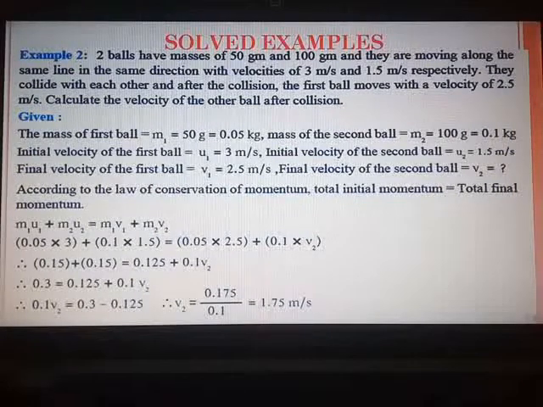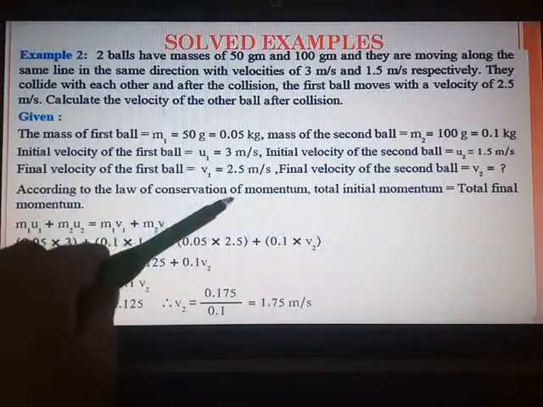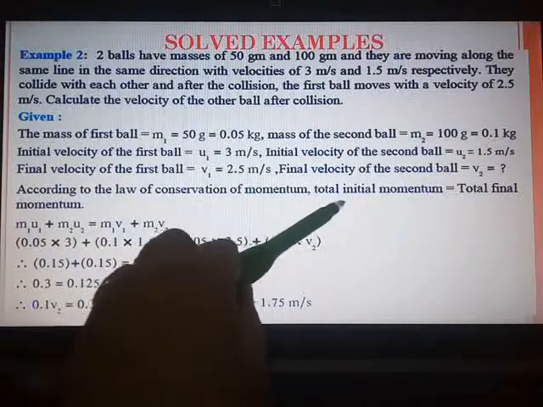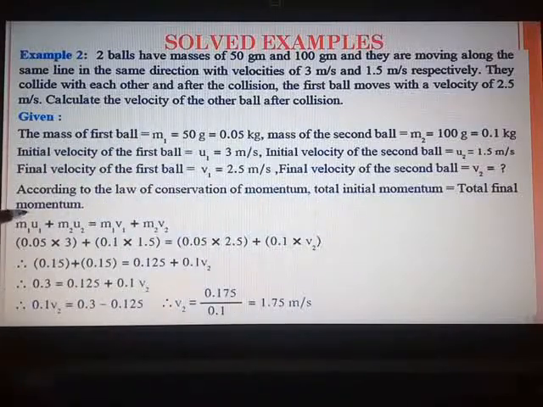Now here you have to apply the concept of law of conservation of momentum. So according to the law of conservation of momentum, total initial momentum is equal to total final momentum. So what is the formula? m1 u1 plus m2 u2 is equal to m1 v1 plus m2 v2. Substitute the values.